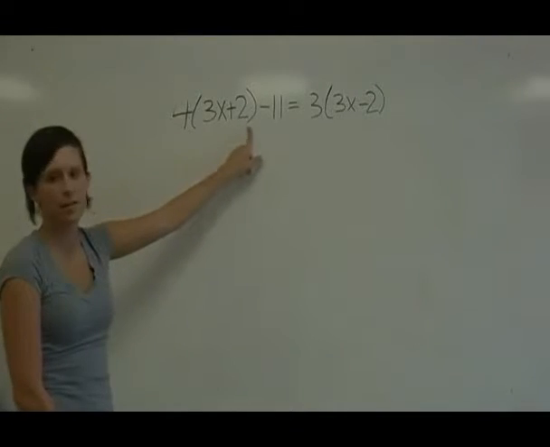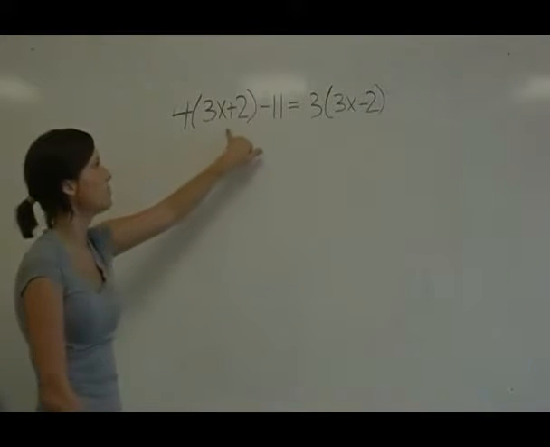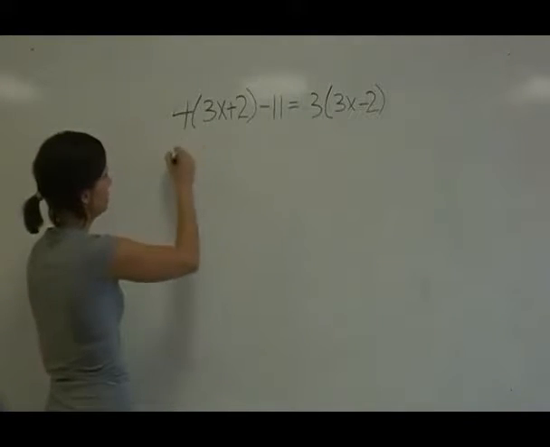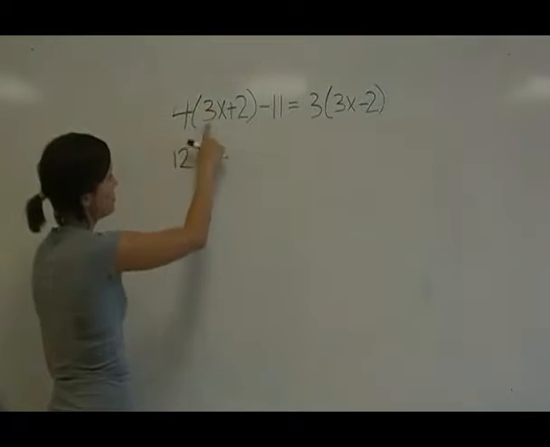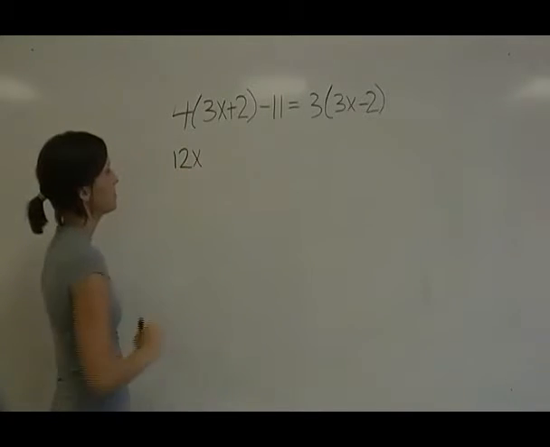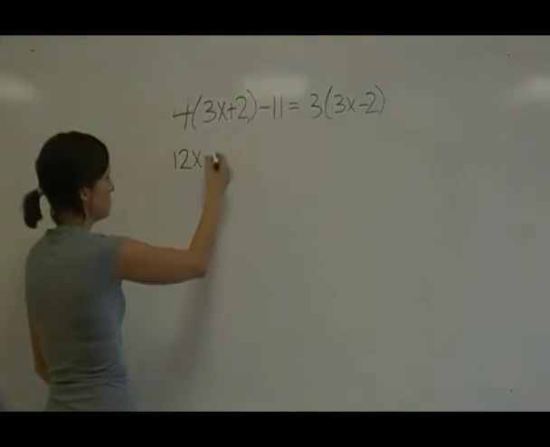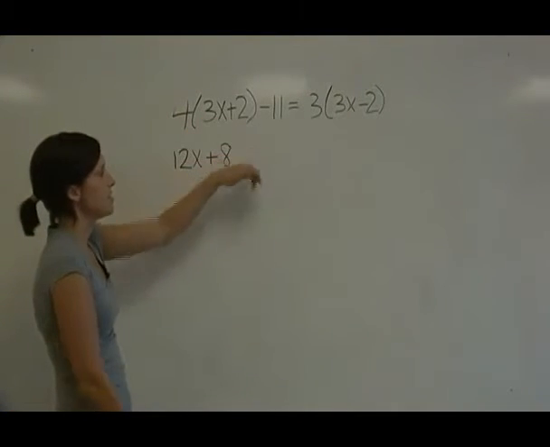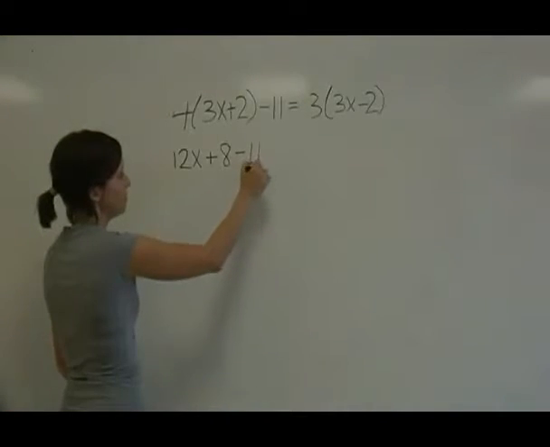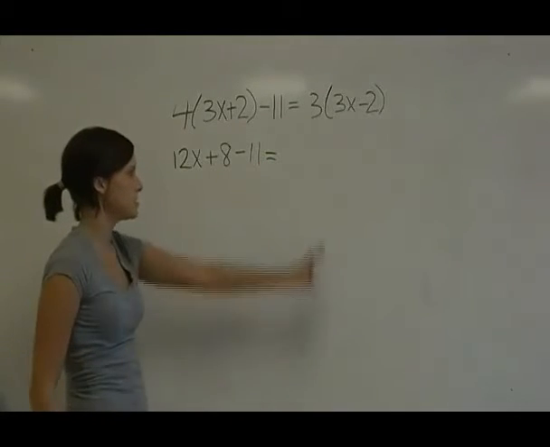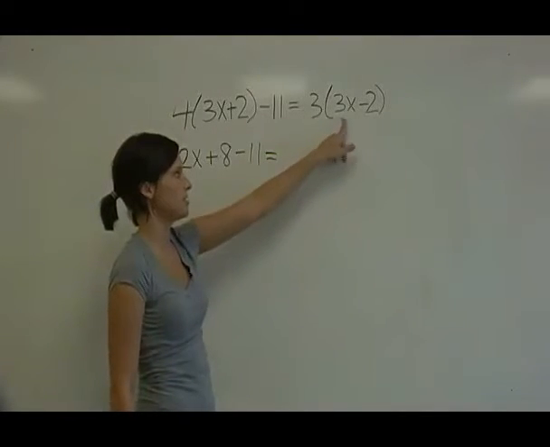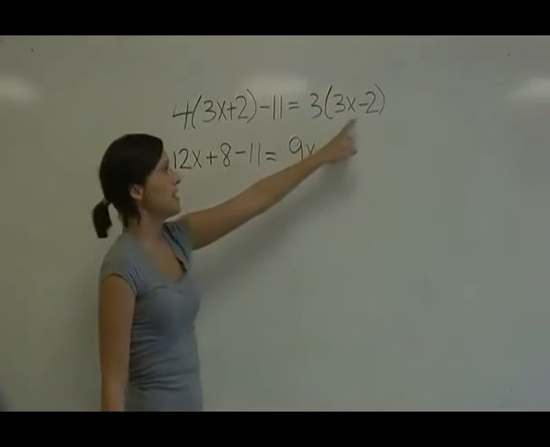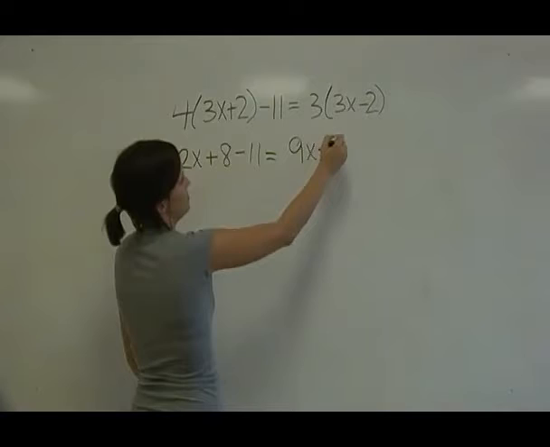Here we're going to have to multiply through. So you have a 4 needing to be distributed through this parentheses. So 4 times 3 is 12. Well, that's a 3x, so it's 12x. And then 4 times a positive 2, which is 8. Now we got rid of the parentheses, so we can just write down our negative 11 equals, let's distribute here. We have 3 times a 3x, which is a 9x. 3 times a negative 2, which is a negative 6.